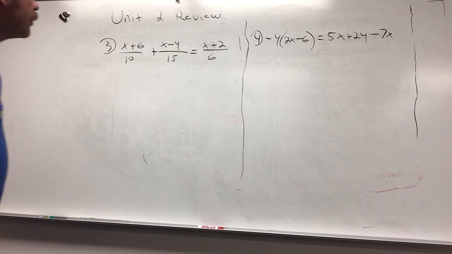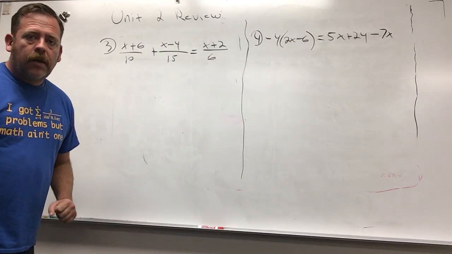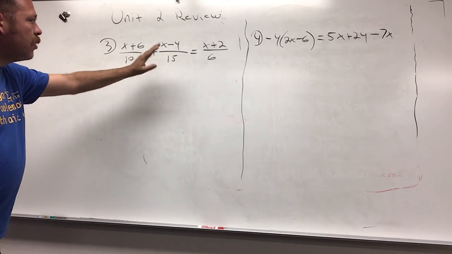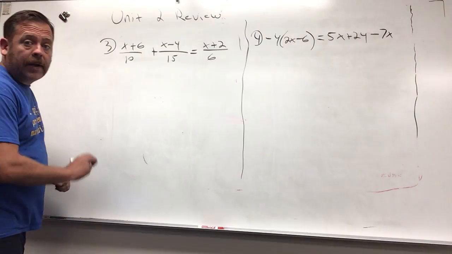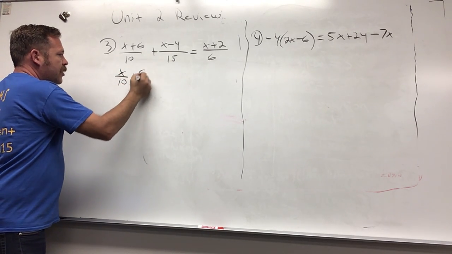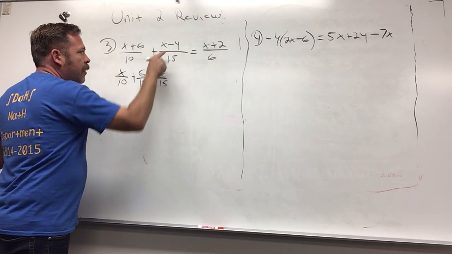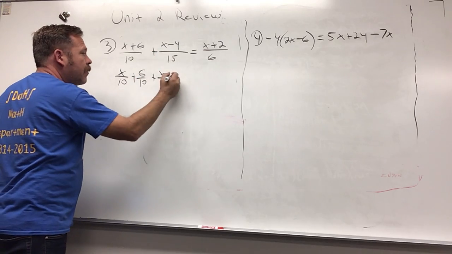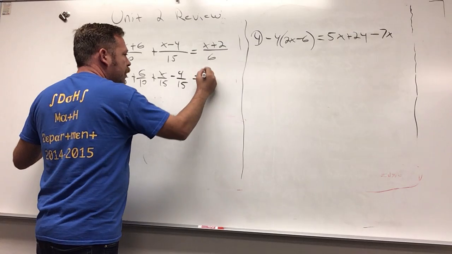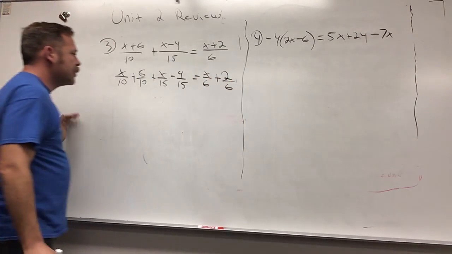All right, guys. Unit 2 review, problems number 3 and 4. Okay, so remember what I suggested when you have two terms in the numerator like we have, is to separate them. I like to write them as x over 10 plus 6 over 10 plus x over 15. Because there is a minus there, it's going to be minus 4 over 15 equals x over 6 plus 2 over 6.